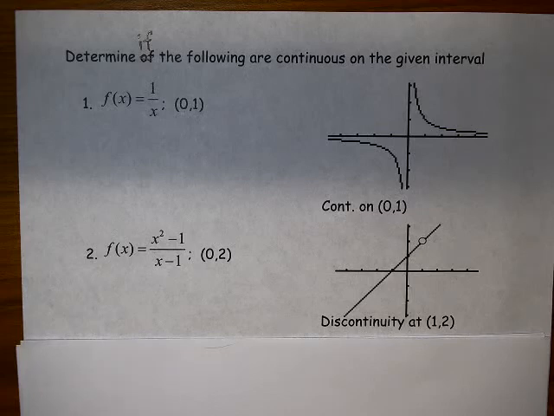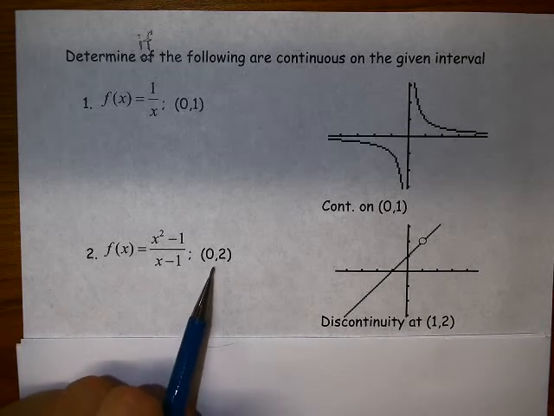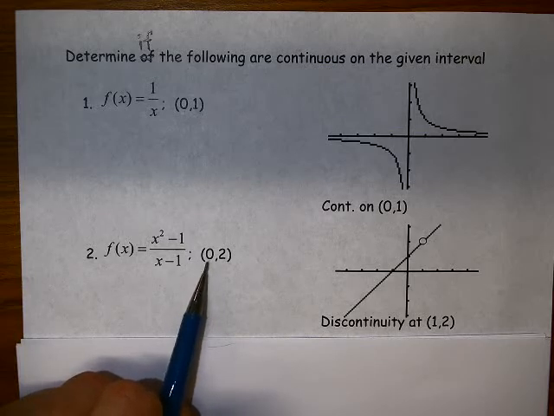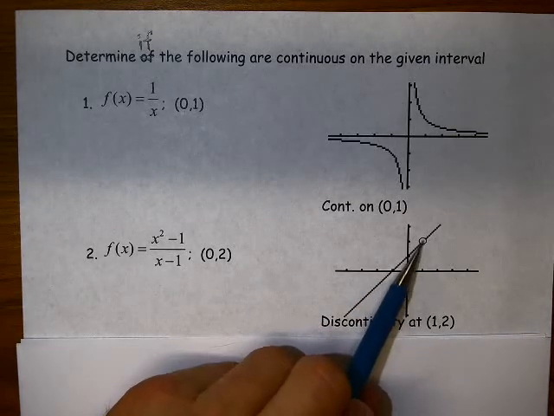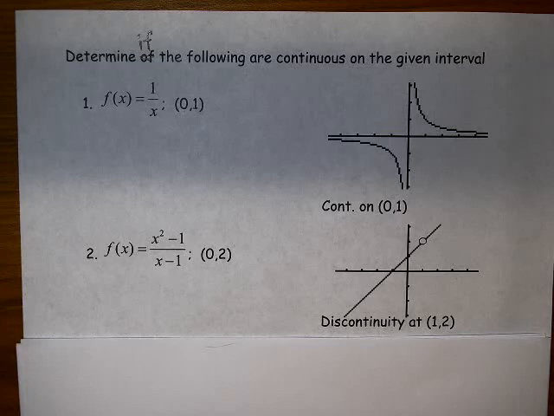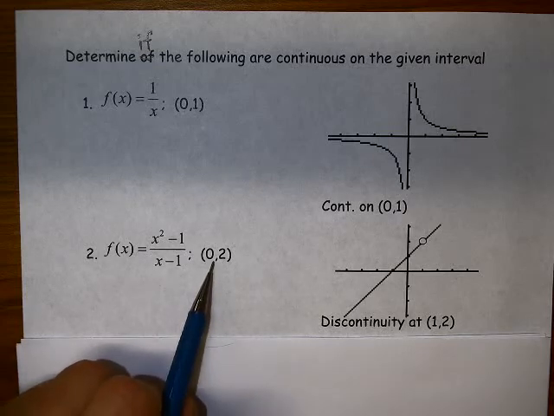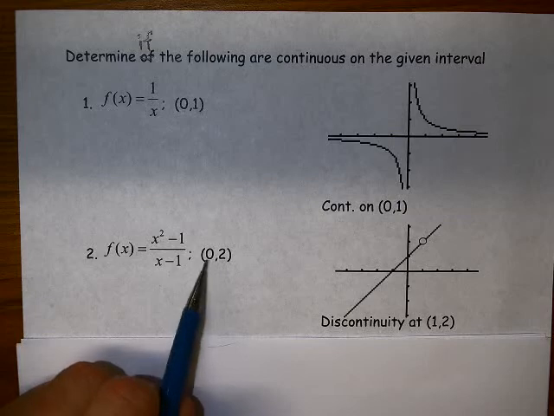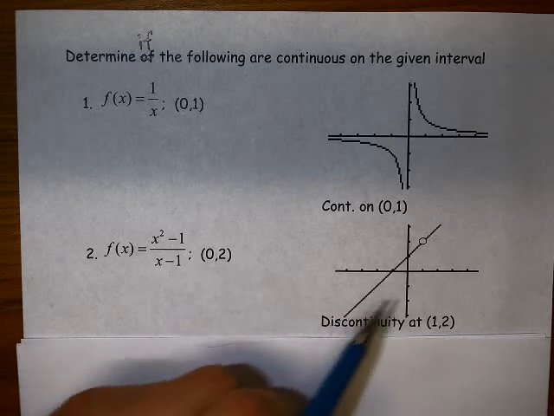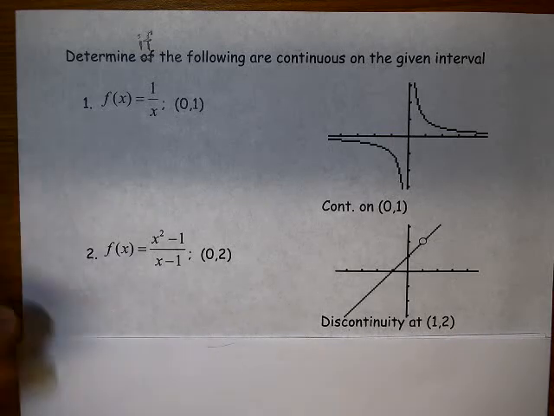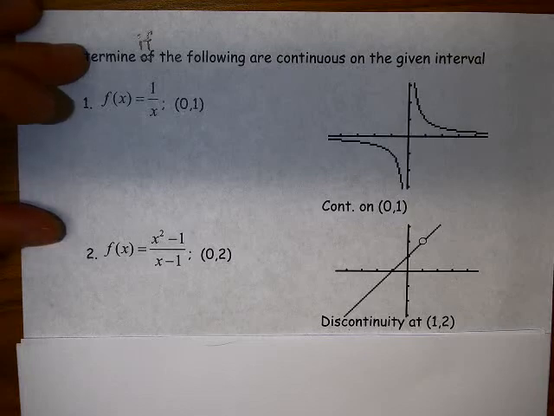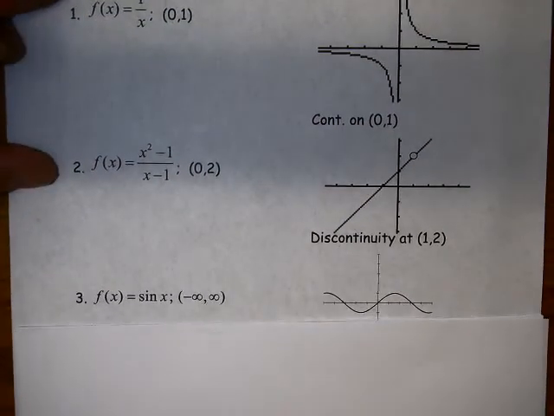The next function is x squared minus 1 over x minus 1. And we're looking at the open interval from 0 to 2. So when we graph that, we see that we have a hole or a removable discontinuity at x equals 1. The interval that we're looking at is from 0 to 2 on the open interval, and 1 is on that interval, so this function is not continuous on the interval from 0 to 2 because it has that discontinuity or that hole at the point 1, 2.